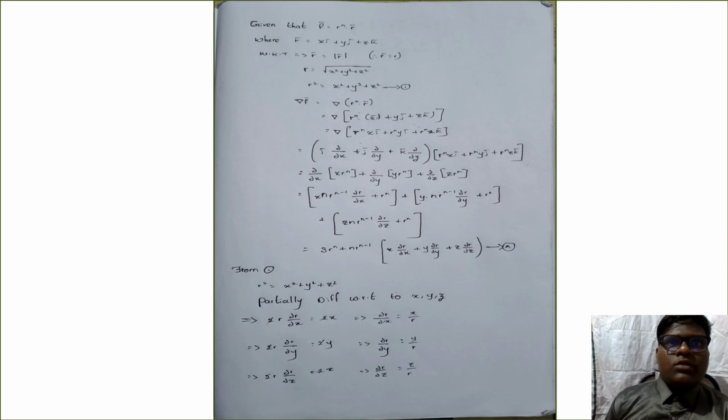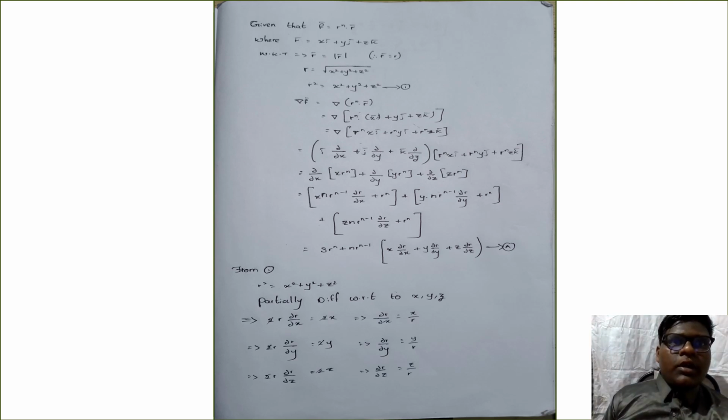Now we substitute the del value: i bar of dou by dou x plus j bar of dou by dou y plus k bar of dou by dou z, dotted with r power n into x i bar plus r power n into y j bar plus r power n into z k bar. Now if we multiply this, i bar dot i bar will be 1, i bar dot j bar is 0, i bar dot k bar is 0. We get dou by dou x of x into r power n plus dou by dou y of y into r power n plus dou by dou z of z into r power n.